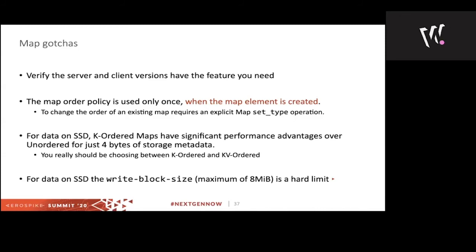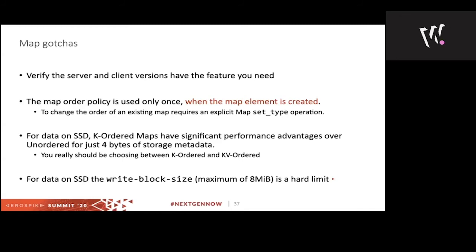However, the server side has a check and will not try to sort something that is already an ordered map, right? If you issue this again and again and again, and it's already ordered, it'll stay ordered. The next thing I've mentioned before, but it's worth mentioning again: if you are doing data on SSD, K-ordered maps have a significant performance advantage over unordered. And all it costs you is an extra 4 bytes of storage metadata.